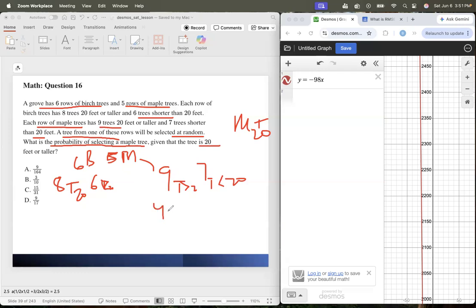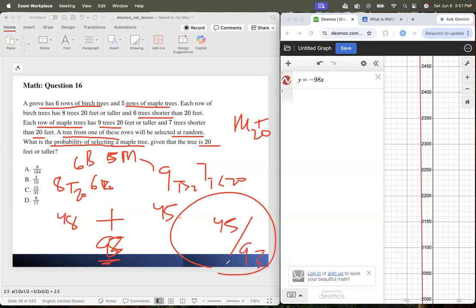9 times 5 is 45, right? And then if there's 6 rows of birch tree by 8 taller, this is 48. Therefore, the total of 48 and 45 are trees that are taller than 20 feet and above. Therefore, 93, right? That's the total. How many of them will be maple tree? Well, you can see that a maple tree is 45 over 93. And that's your right answer.